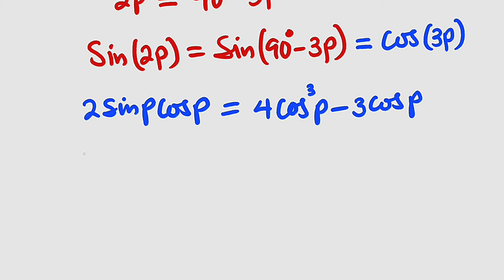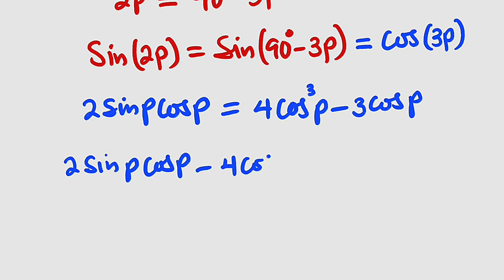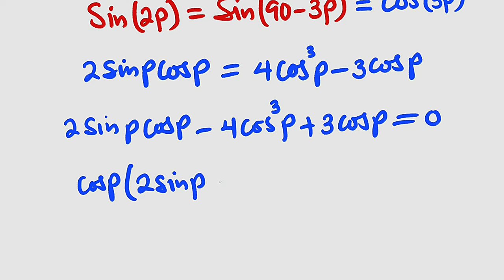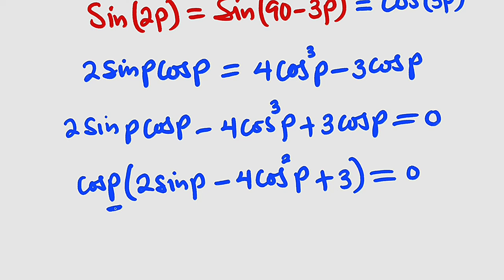So we can bring every single term to the left hand side. We have 2 sine p cosine p. Then as this crosses over, it becomes negative 4 cosine cube p, then plus 3 cosine p. The whole of this equals 0. If you observe, we have 3 terms and all of them contain cosine p. So let us factor out cosine p. Cosine p outside, we have 2 sine p minus 4 cosine squared p plus 3. The whole of this equals 0. Remember that p is 18 degrees, and cosine of 18 degrees is never equal to 0. Hence, we can assume that this factor is not equal to 0, rather this one.